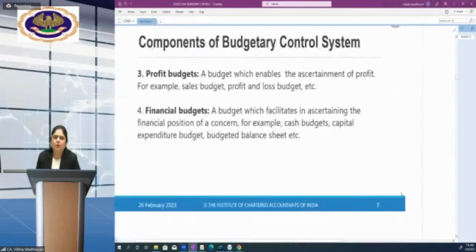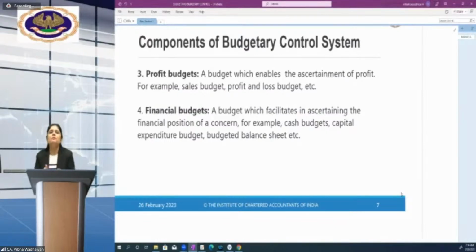Then is the profit budget. Profit budget is a budget which enables the ascertainment of profit, like sales budget, profit or loss budget. So we make a complete sales budget where we can show the contribution, where we can show the profit or loss budget. And the master budget, somebody asked. Master budget again is the complete budget. You must have done the cost sheet by now. So the complete budget is the master budget, from the sales till the profit.